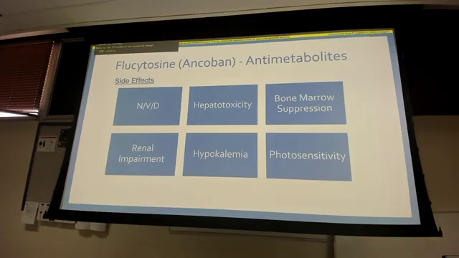With side effects for flucytosine, again, GI upset. We want to monitor our electrolytes with our potassium, liver and renal dysfunction. It can also cause bone marrow suppression, so looking at our CBC, and then as well as having photosensitivity.